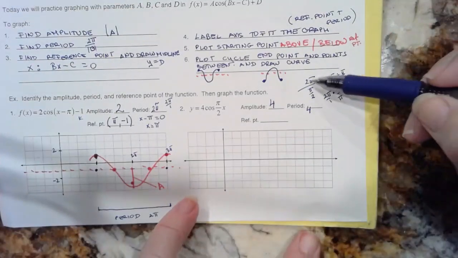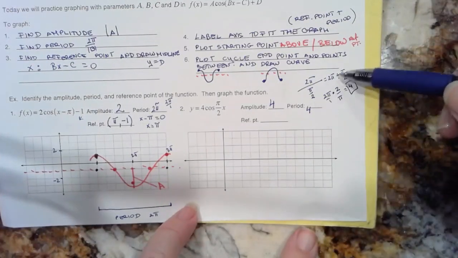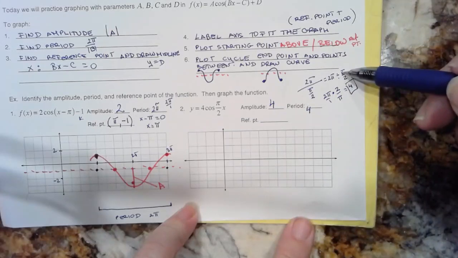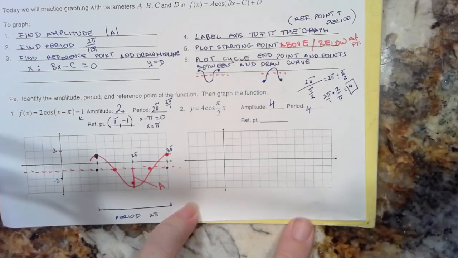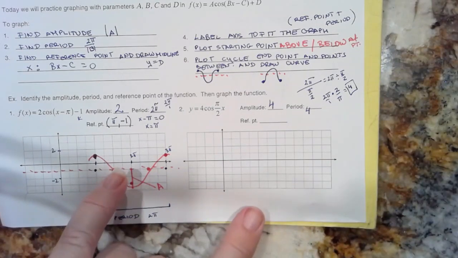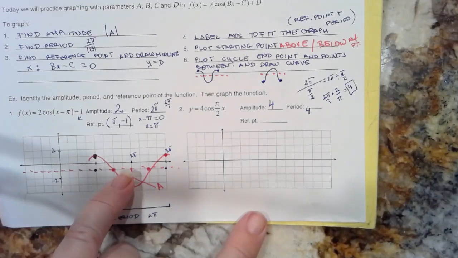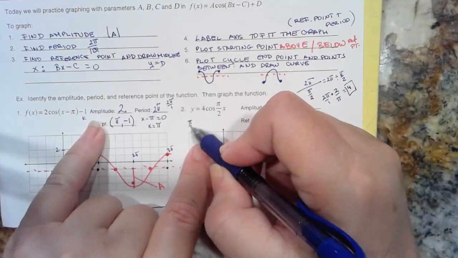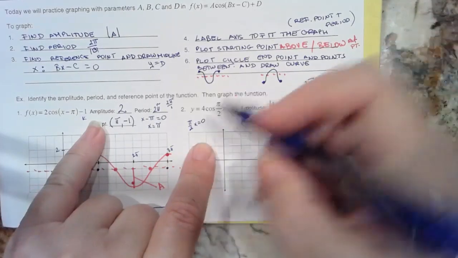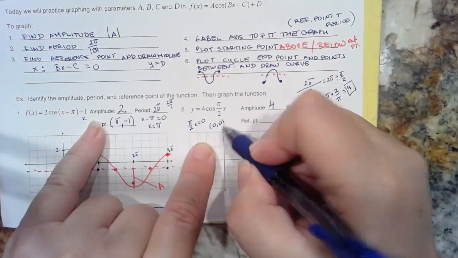Okay, so 2 pi divided by pi over 2 is division of a fraction, and you know that division of a fraction is copy, dot, flip. So the period is 4. Now I need to find my reference point, and my reference point is pi over 2 x equals 0. Well, of course, this is just going to be 0, 0.